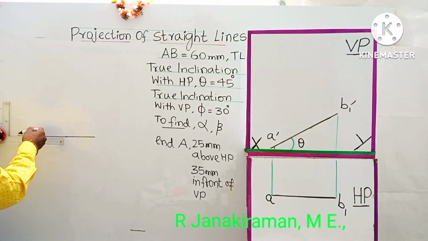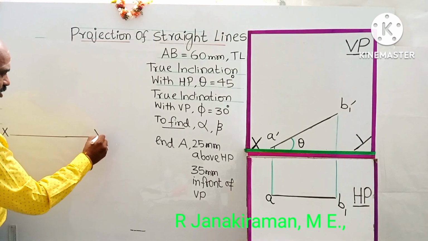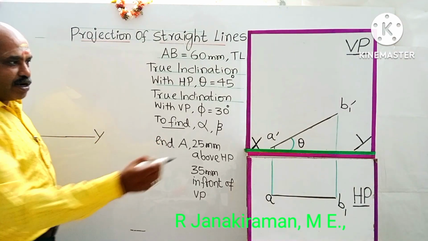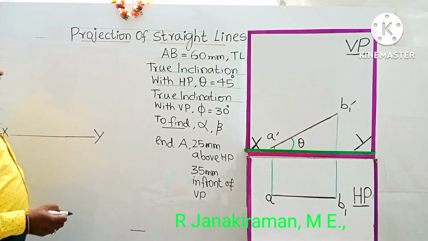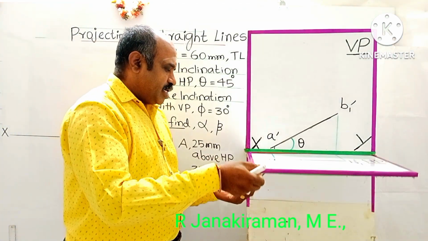So these are the end points of the line. This stands for reference. It's marked as X and Y, capital X, capital Y. The location of point A, this end point A, lies at 25 mm above HP. So the line may be positioned like this.